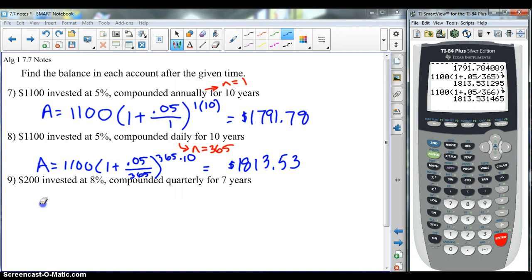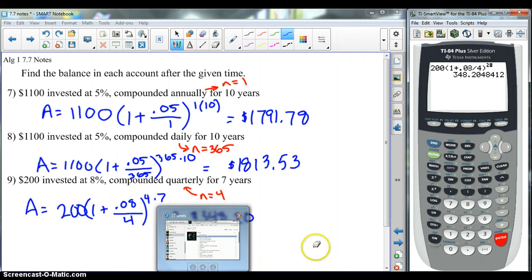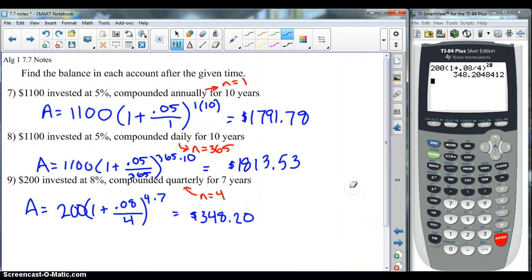All right, let's look at one more. As a matter of fact, why don't you pause the video, give this one a shot. And welcome back, guys. You can see in my work here, 200 times (1 plus 0.08 over 4) raised to the 4 times 7, or 28 power, would give you $348.